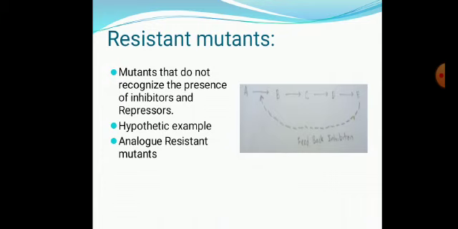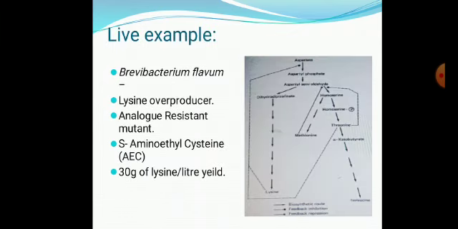Whenever E is produced in excess, it will go and bind to enzyme E1, but we don't want the end product to go and bind to enzyme E1. For this, in the industry, they follow a technique called analog resistant mutant. So resistant mutant is called analog resistant mutant. What it is, we will see with a few hypothetical examples, or with live examples we will just see.